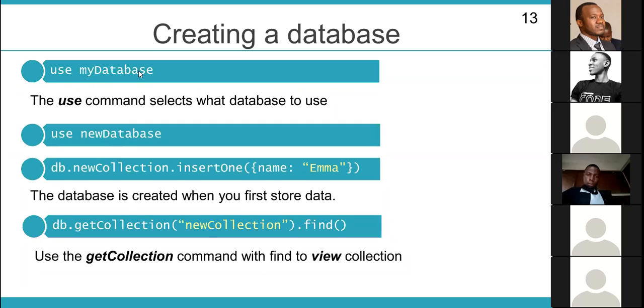Same applies to databases. If you say use and the name of a database that already exists, MongoDB will activate that already existing database. But if it doesn't already exist, it initiates a new database, which it then saves after you add some data or create a collection in that database. I hope we are together.